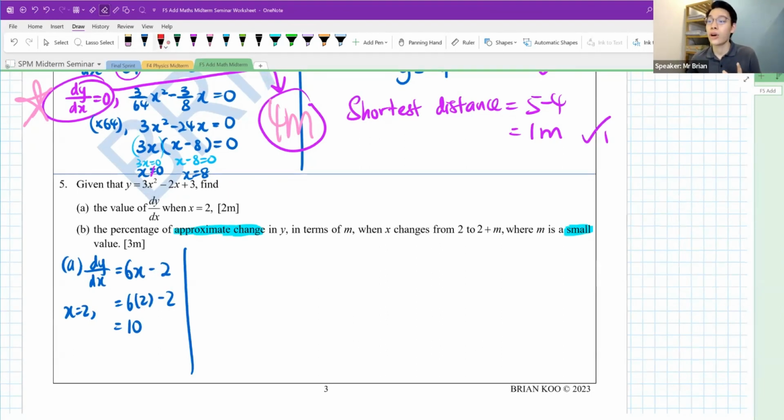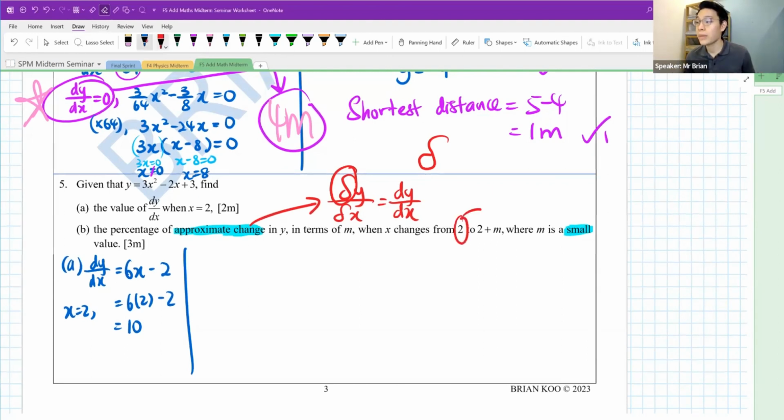They are telling you that your working must have something like this. Okay, so this delta, this musical symbol looking thing is delta. Delta meaning the change. So say if we have x equals to 2 and it becomes 2 plus m. They say x change from 2 to 2 plus m. That means how much your x change is m. From 2 become 2 plus m. That is m. All right, so that is how much your x has changed.